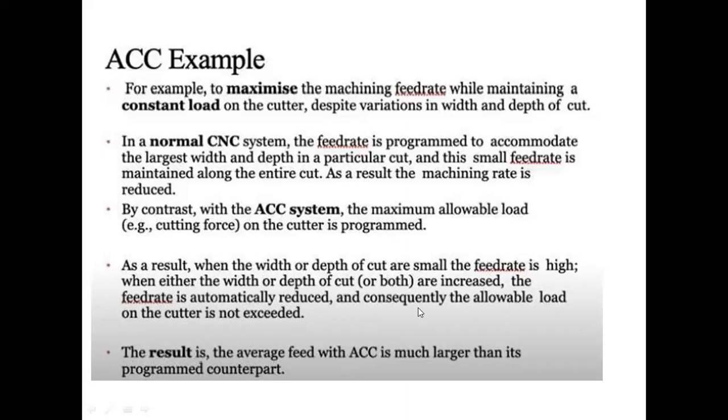As soon as the cutter load increases because of the variable width and depth of cut, it will change the feed rate. That's what is happening. Simple as that. The result is that the average feed with ACC is much larger than its programmed counterpart. In conventional CNC programming, you only ensure that smaller feed rate. But here you have this average feed rate, which is changing, so if you compare the two, this is much larger.